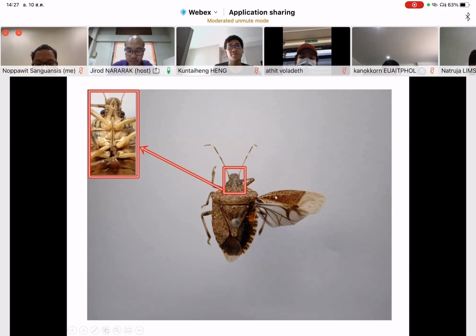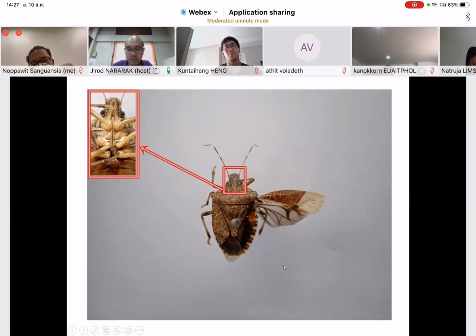And you can see here the front wing. They have a half thickness wing and half membrane, so they have a half wing. That came from "hemi," half. And their mouthpart is a piercing, sucking mouthpart.